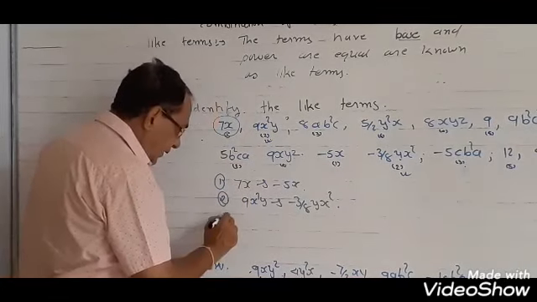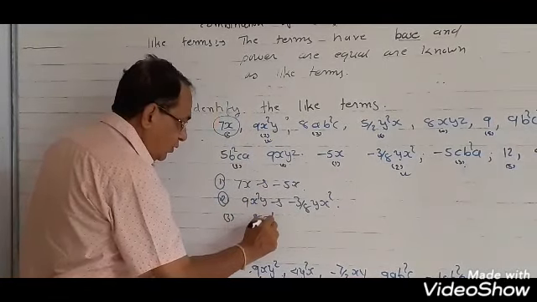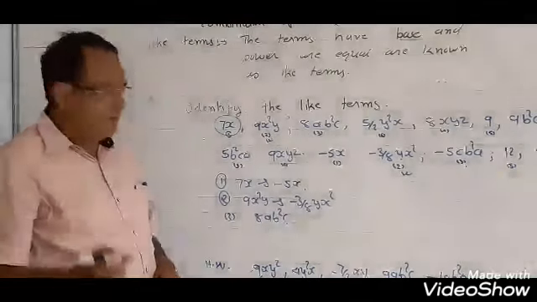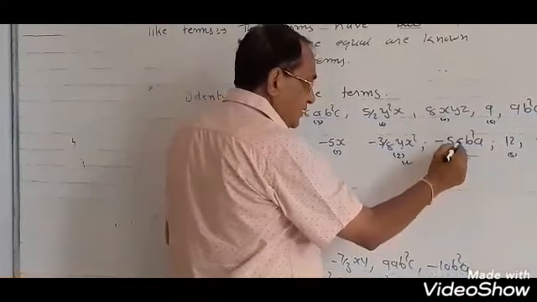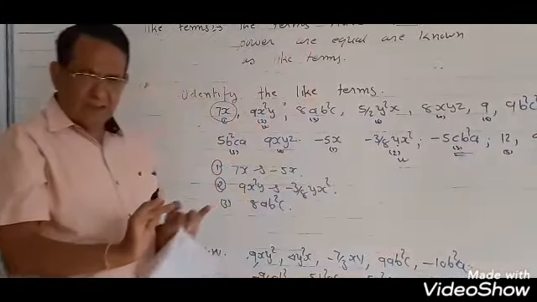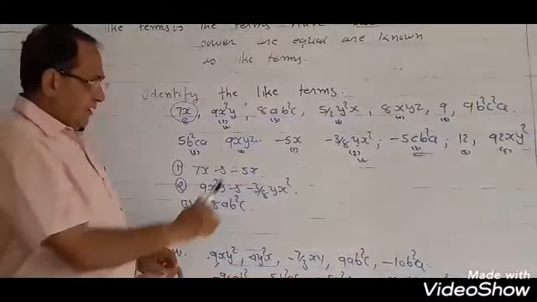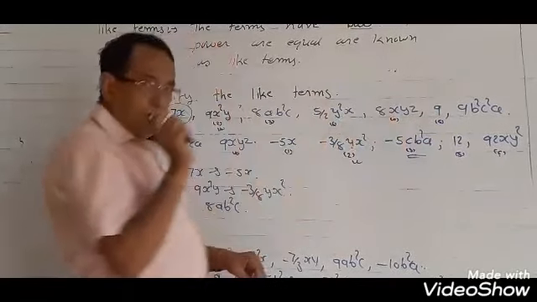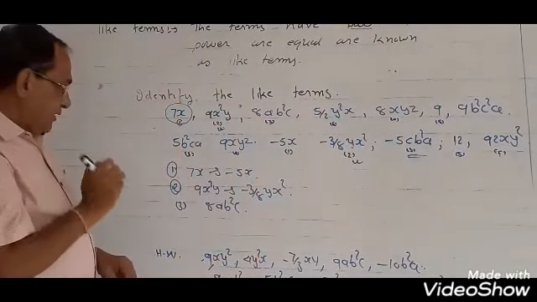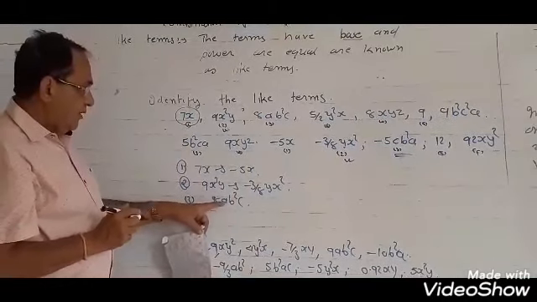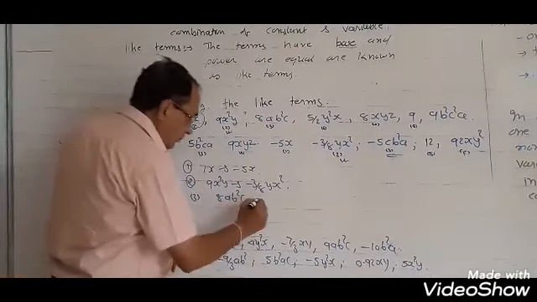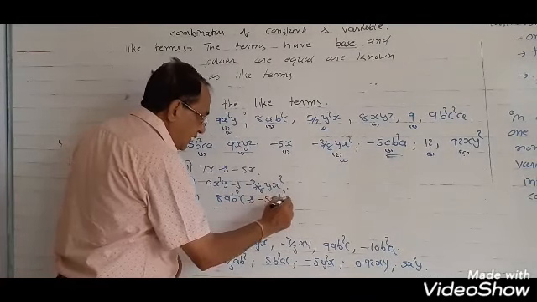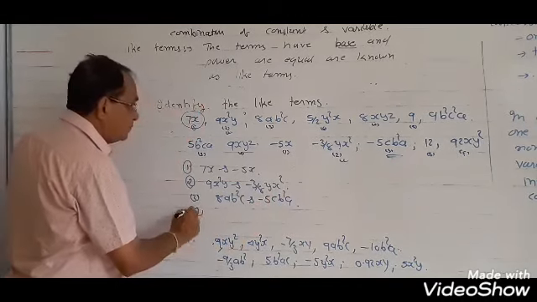Second, 8ab square c. Tell me. Wait, where is it? Yes, it is here: cb square a. If the sequence is different, don't worry about it. Here a b square c. Here you are given c b square a. Bases are same, powers are same. So it is a like term. 8ab square c and minus 5cb square a.